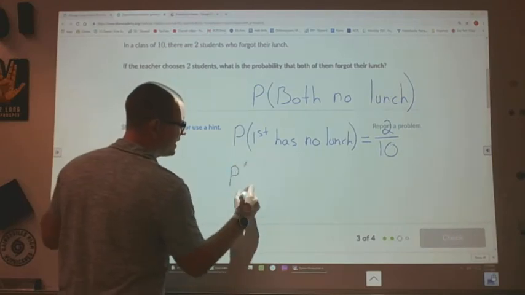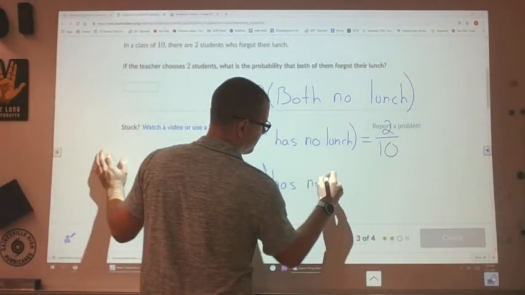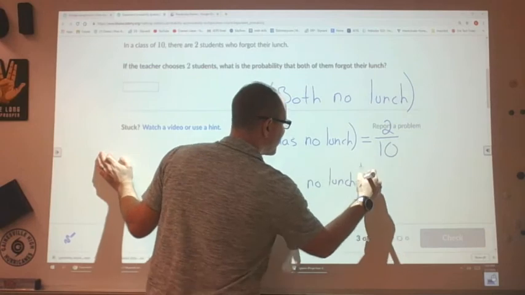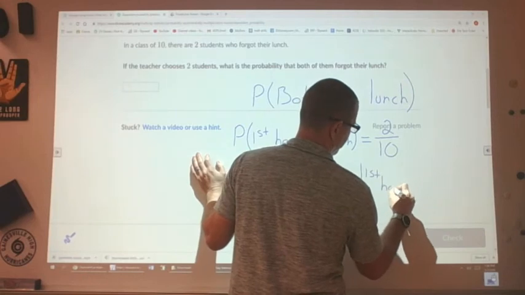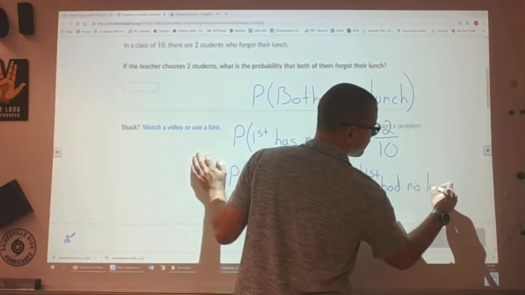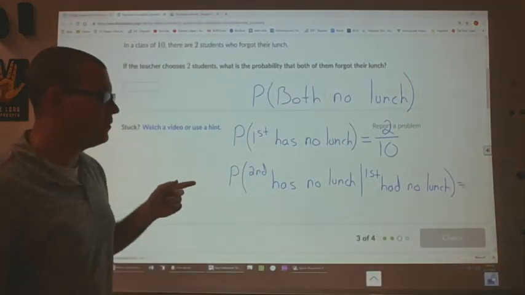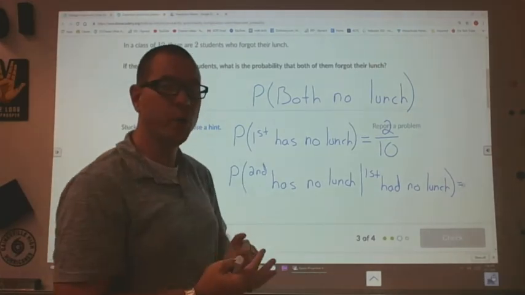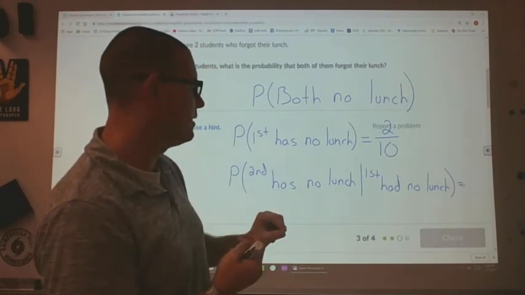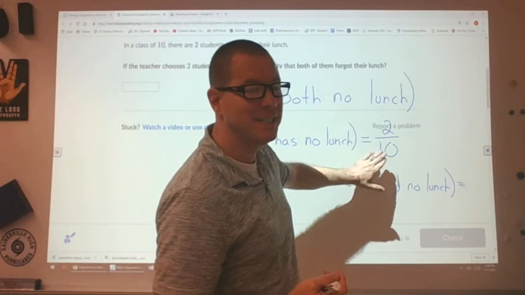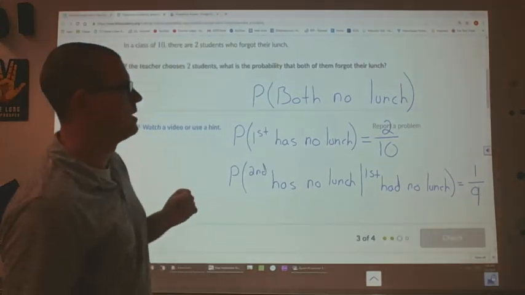The probability that the second student has no lunch, given that the first student didn't. Think about it. Since we've taken the first student aside, there's now only one student in the main group who doesn't have lunch. And the group is now 9 students. So this would be 1/9. And we would just multiply those together.